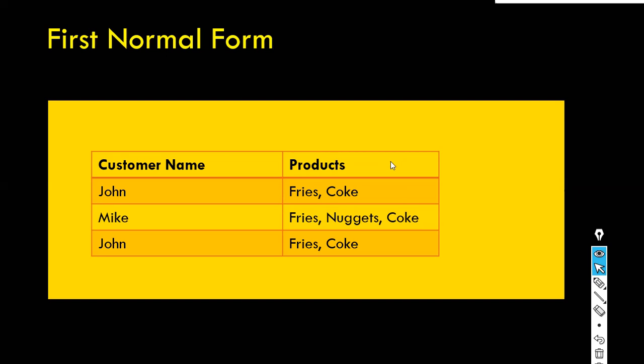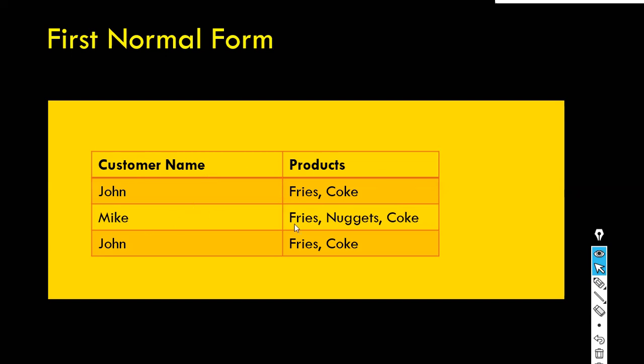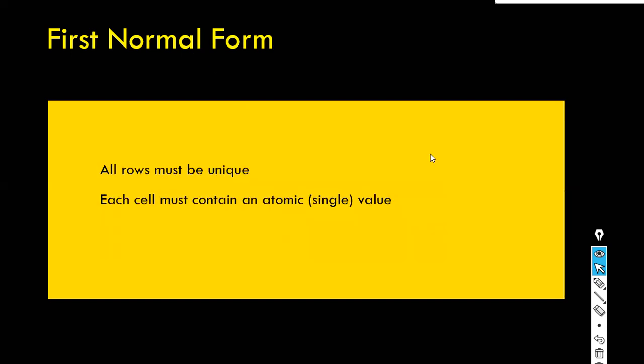Tulasi, can you tell me, all the rows, whatever you see, are they unique? How about others? Ashish or Vikash? The simple common sense, yaar. What do you mean by unique?